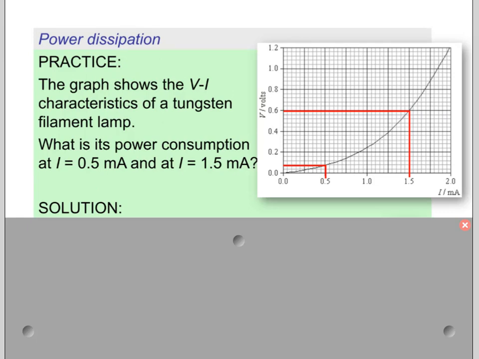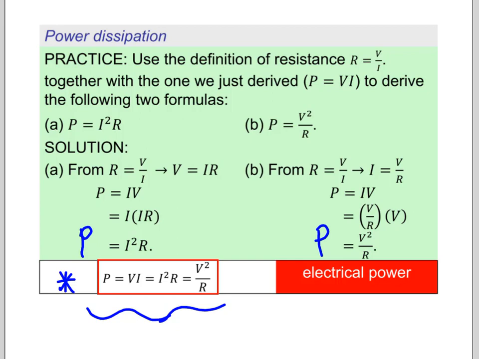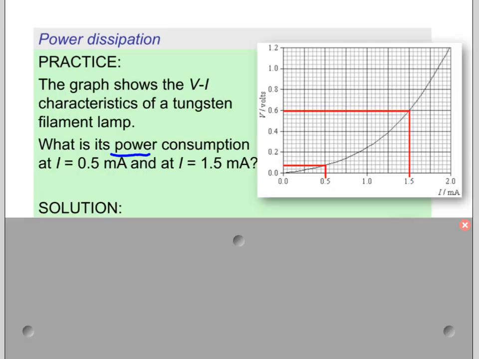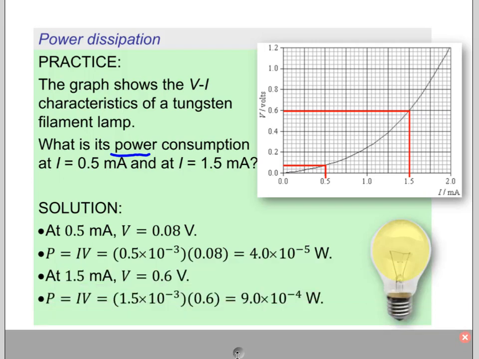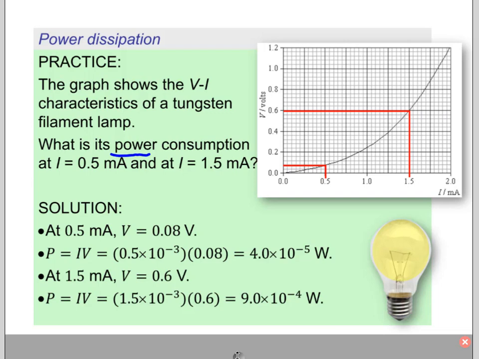Okay, so the graph shows the VI characteristics of a tungsten filament lamp. What is the power consumption? Okay, so it asks for power. It's at 0.5 and at 1.5. Okay, so now if we go back to our expressions here, we have V and I. So we can use those. As we substitute in, we can calculate that the power increases as the resistance increases. We already talked about this filament lamp, this one has a higher resistance, it uses up more power or more energy per second than this one right here. And that should make sense.